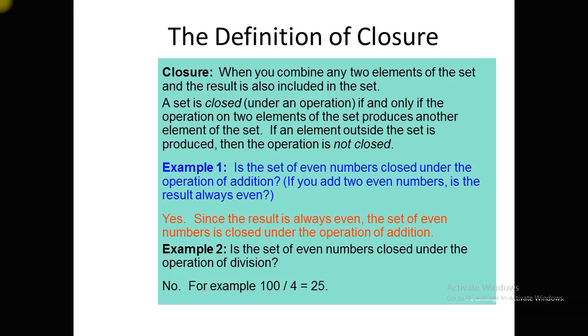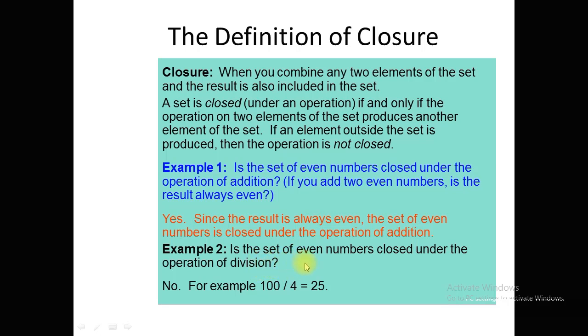Yes, since the result is also even, the set of even numbers is closed under the operation of addition. Now the next example: is the set of even numbers closed under the operation of division? For example, we have two even numbers, 100 and 4. If we divide 100 by 4, we get 25. 25 is not an even number. So the set of even numbers has no closure property with respect to division.